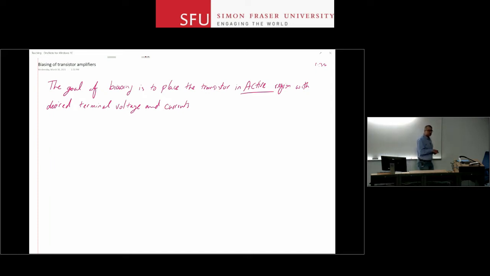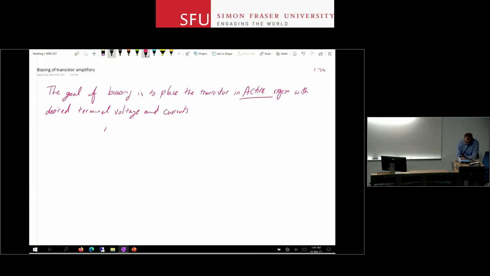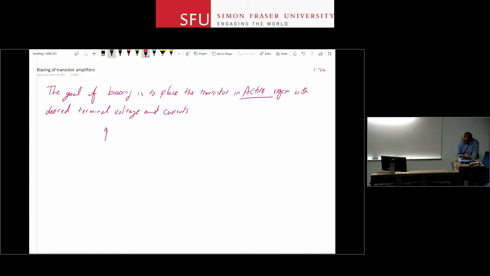For BJTs, the base is drawing a little bit of current. Sometimes that can be significant, and you need to monitor that. So I'm going to start the discussion of biasing with BJT biasing issues. Almost all of it is applicable to MOSFETs, but keeping in mind that almost always it is easier to bias a MOSFET under similar conditions.